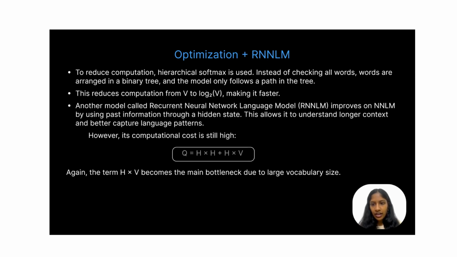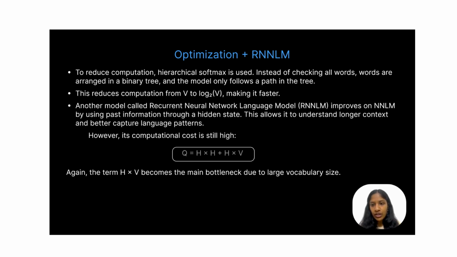Now let's understand how NNLM actually works, and more importantly, why it is inefficient. NNLM is a feed-forward neural network that predicts a word using a fixed number of previous words. For example, in the sentence "the cat is," the model uses the, cat, and is to predict the next word. The architecture is simple. An input layer takes the context words, a projection layer converts them into vectors, a hidden layer processes the information, and an output layer predicts the next word.